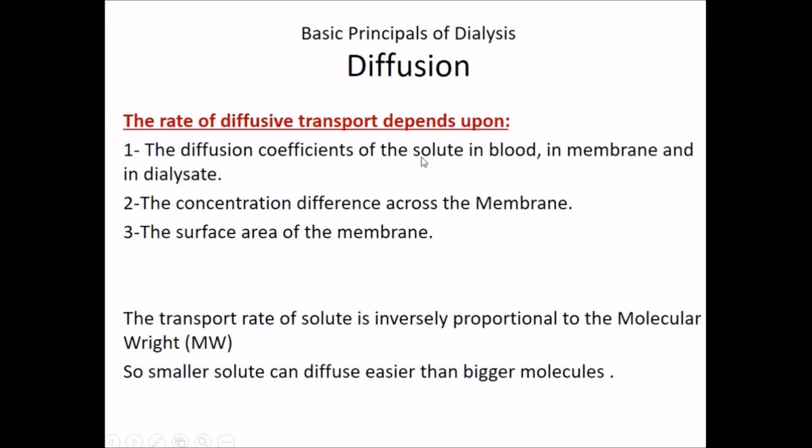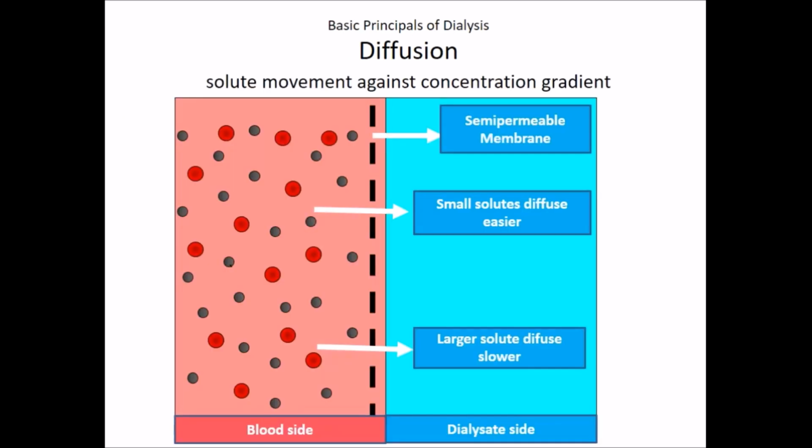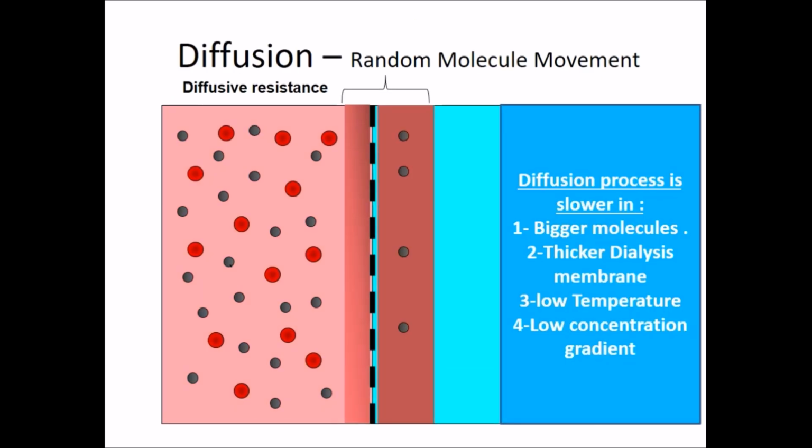A high diffusion coefficient of the solute, a high concentration difference across the membrane, and a bigger surface area of the dialyzer increase the rate of diffusive transport, while the transport rate of a solute is inversely proportional to its molecular weight. So smaller solutes can diffuse more easily than bigger molecules. Solutes are removed against a concentration gradient in a random fashion. Small solutes diffuse easier, large solutes diffuse slower.